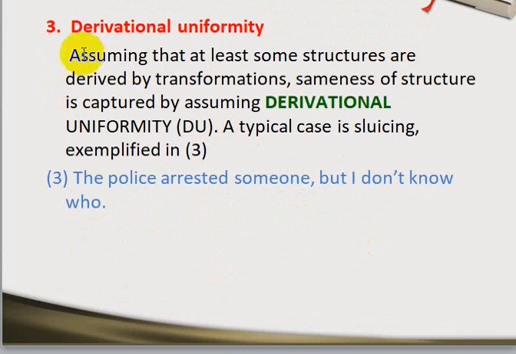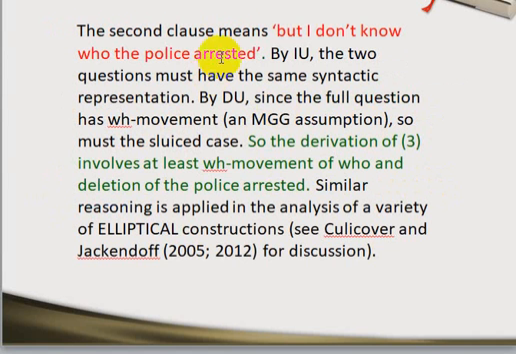Number three and the last one, derivational uniformity. Assuming that at least some structures are derived by transformations, sameness of structure is captured by assuming derivational uniformity. A typical case is sluicing, exemplified in number three: the police arrested someone, but I don't know who. What does this mean? The second clause means, but I don't know who the police arrested. By interface uniformity, the two questions must have the same syntactic representation.